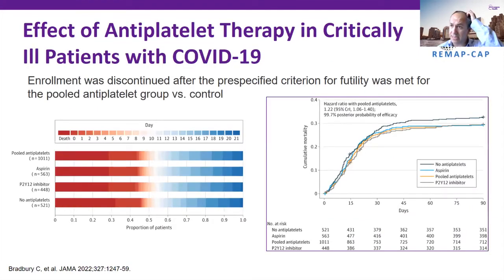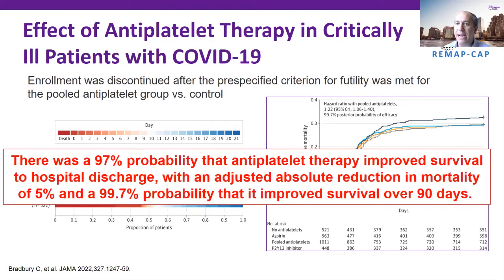A few months later, the REMAP-CAP data came out looking at antiplatelet therapy in the critically ill group. Their primary endpoint, which was organ support-free days, was also not different between the group that got antiplatelet therapy compared to the group that did not. That's on the left. But what's really surprising, and a big rationale for why we're talking about this today, is that they show there's perhaps a long-term mortality benefit, and the curves diverged over time. They found a 97% probability that antiplatelet therapy would improve survival to hospital discharge, with a 99.7% probability that it improves survival over 90 days, really suggesting maybe this is an appropriate strategy.